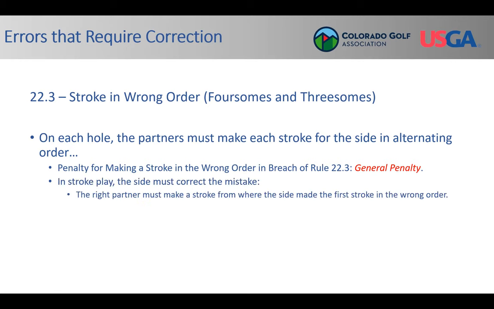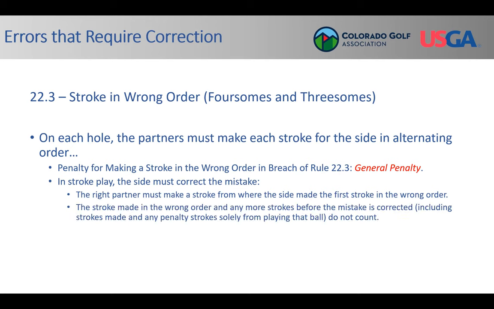And we have to correct that mistake by getting the right partner, whoever was supposed to be making that stroke, to make that stroke. We have to get a ball back and replace the ball, and get them to make that stroke. It's a stroke made in the wrong order, just like with a wrong ball. And any more strokes before we correct that mistake, we're going to throw those away, because the right partner didn't make them. The wrong partner made the strokes. We're just going to discard those and get them out of there. We have to correct that mistake.